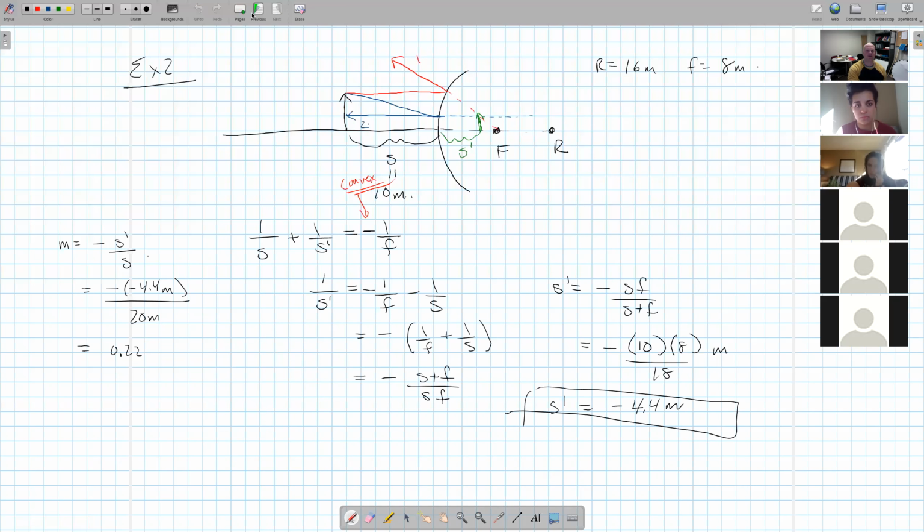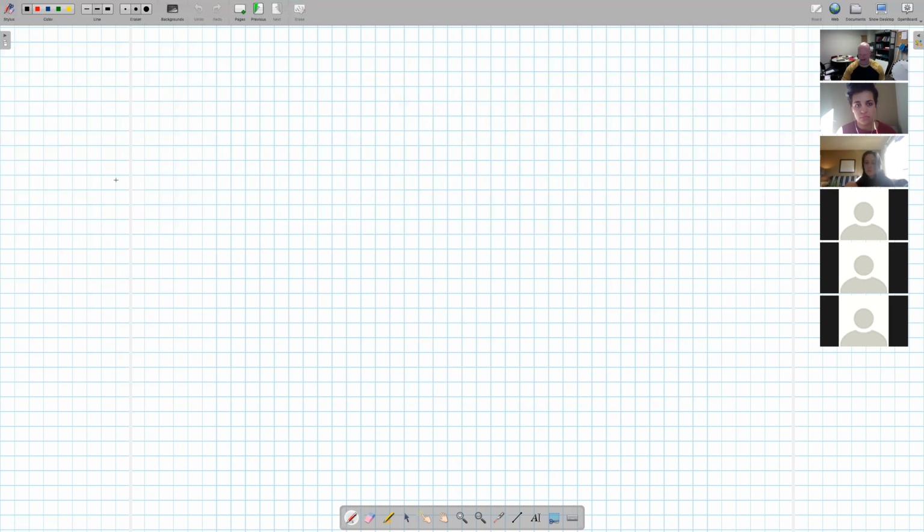So good. So the next thing we're going to look at is what you guys did in lab, which are thin lenses. So what's a thin lens? Well, a thin lens can come in all kinds of different shapes and sizes.